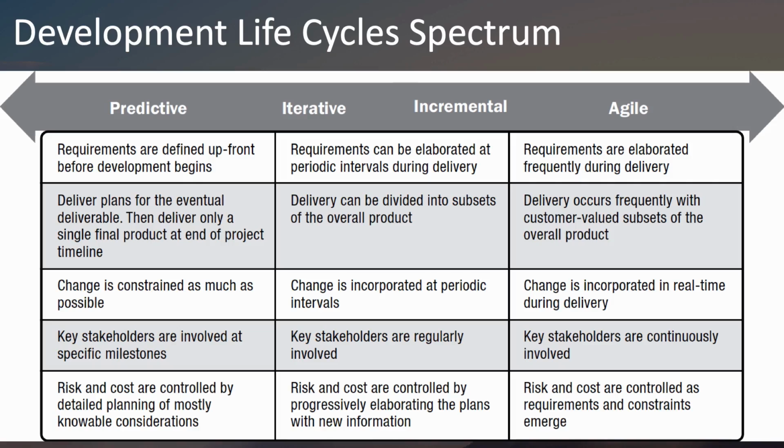Predictive life cycles are all about planning everything up front and determining things ahead of time. Iterative allows for a certain amount of flexibility in cost and schedule, but not around scope. Incremental has more fixed timeframes, and agile incorporates all of these more agile processes involving stakeholders continuously, incorporating change on a regular basis, and having very frequent delivery of product.